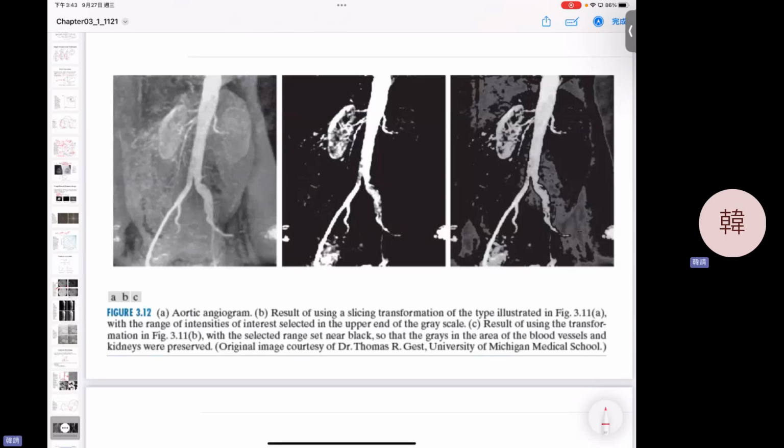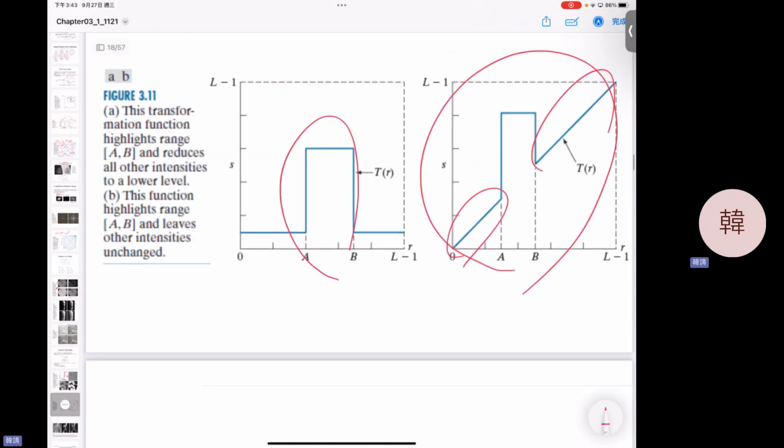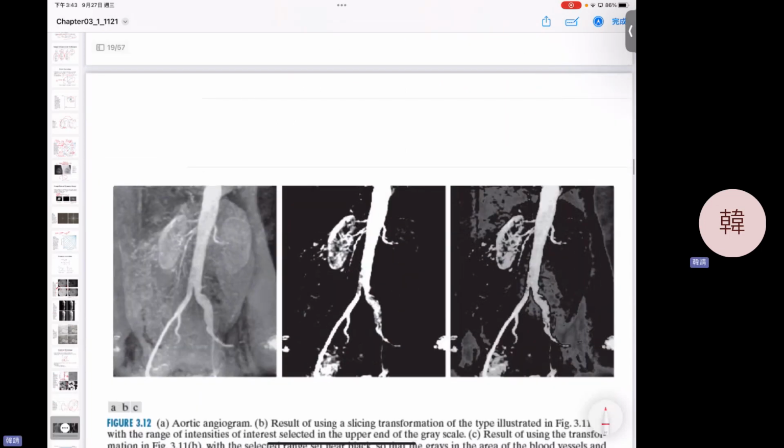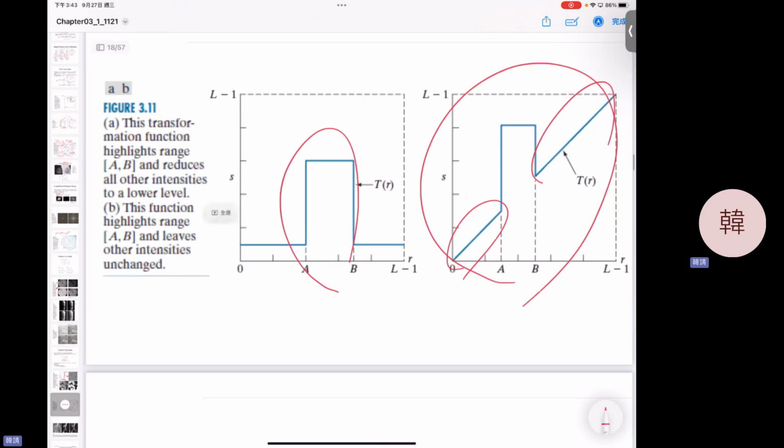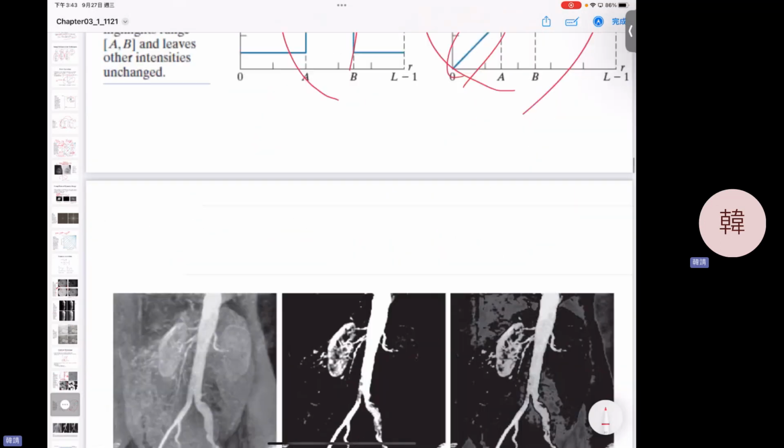This is an aortic angiogram. Okay, 主动脉血管. So the result using a slicing transformation. So we call this slicing. You slice a specific range, and then sometimes you enhance the background. Sometimes you keep the background the same. Enhance the object. All depend on your transformation. Okay, so like this, enhance some specific range. This is keep the background the same.